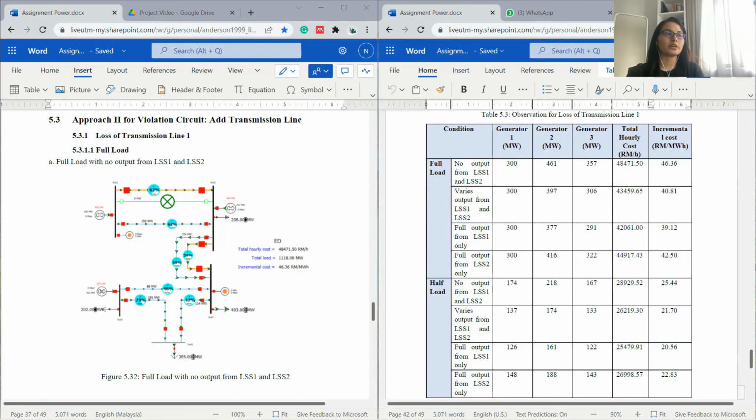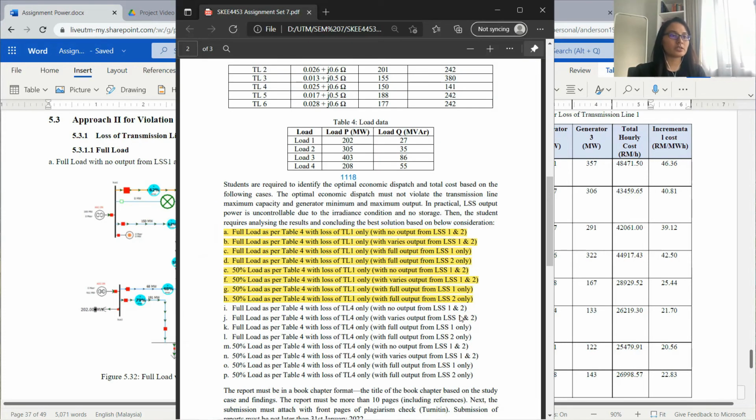Hello, now I will explain the second approach for this violation circuit, which is that we will add a transmission line to the network. I will explain the solution based on the first contingency consideration, which is loss of transmission line 1 only.